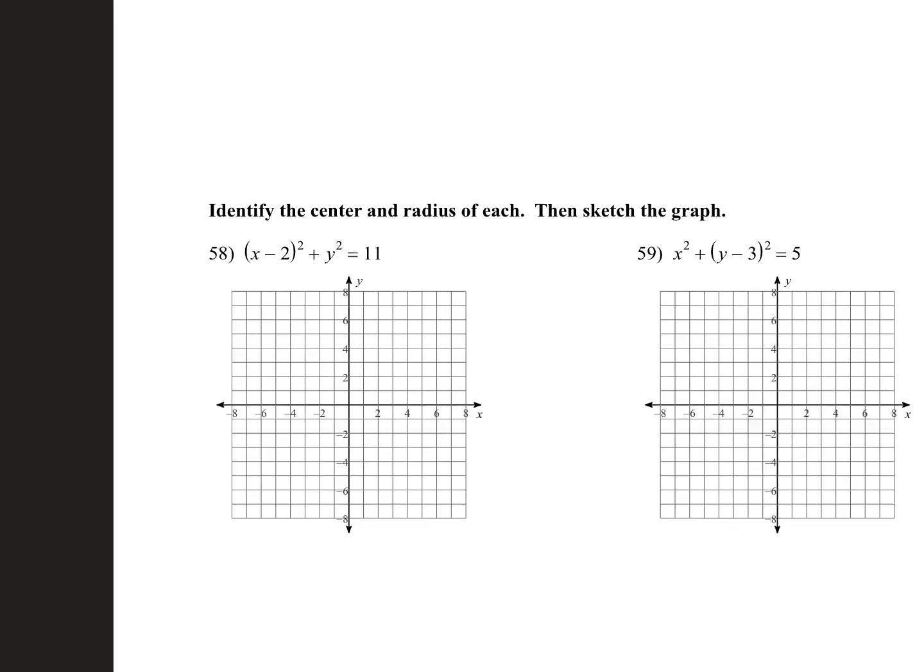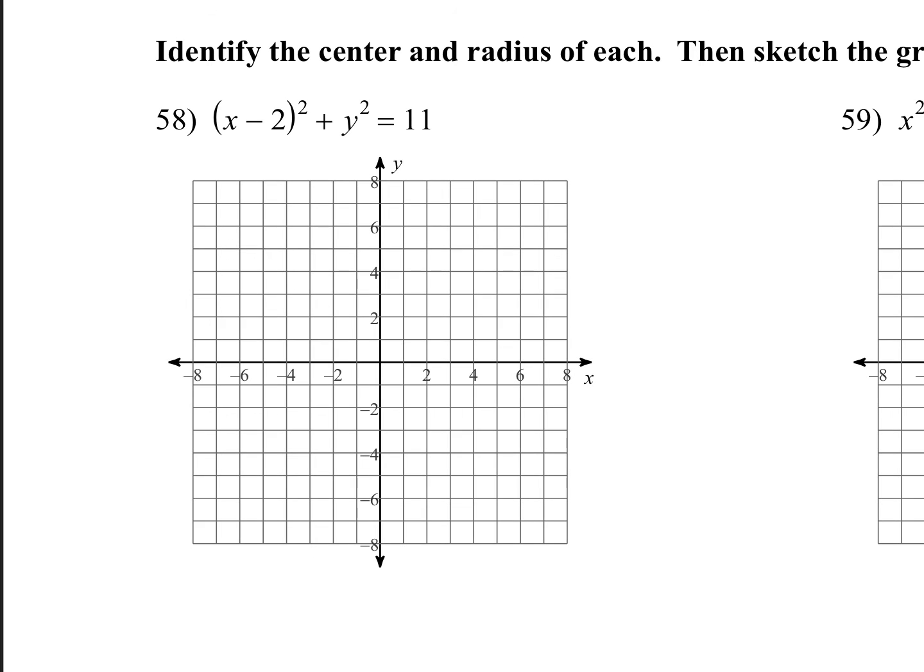And then 58. So here we have to identify the center and radius and sketch the graph. So for our center, we change the sign of what we get from x and what we get from y. So since it's a -2, we make it a +2. And y doesn't have a number with it, so our y would be 0. So our center, we go to the right 2 and stay on 0.